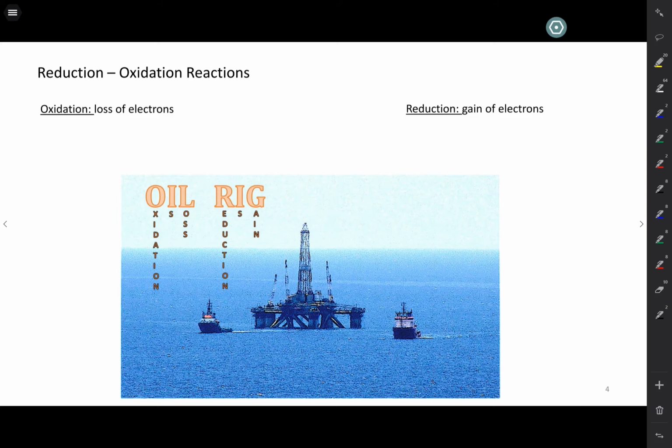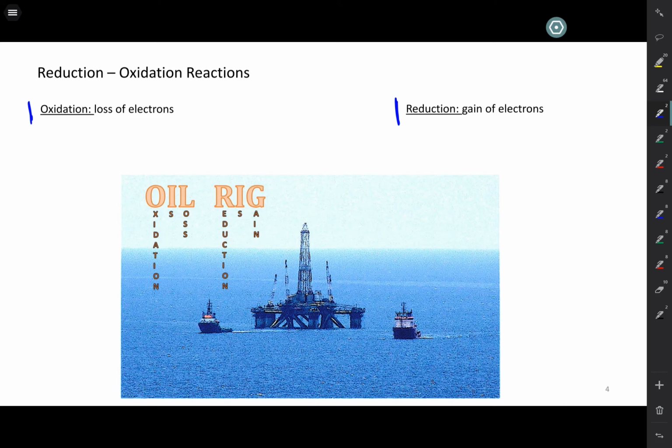This slide gives you a little mnemonic to remember these two terms that we just introduced. OIL RIG: oxidation is loss and reduction is gain. So remember, reduction is gain of electrons, oxidation is loss of electrons.